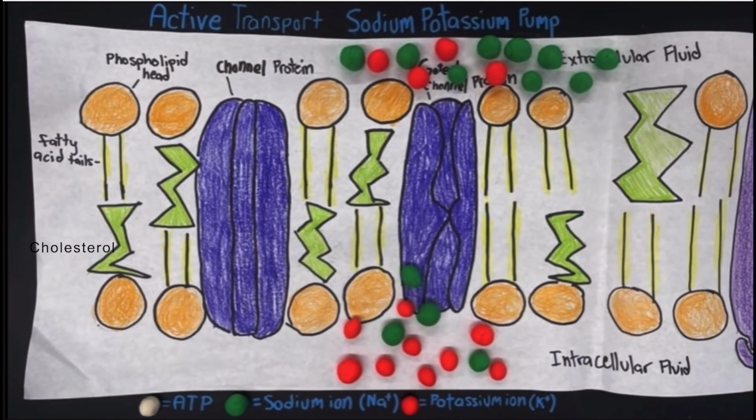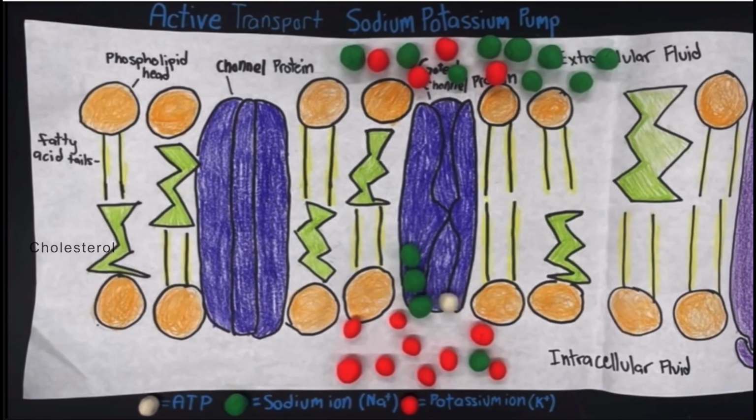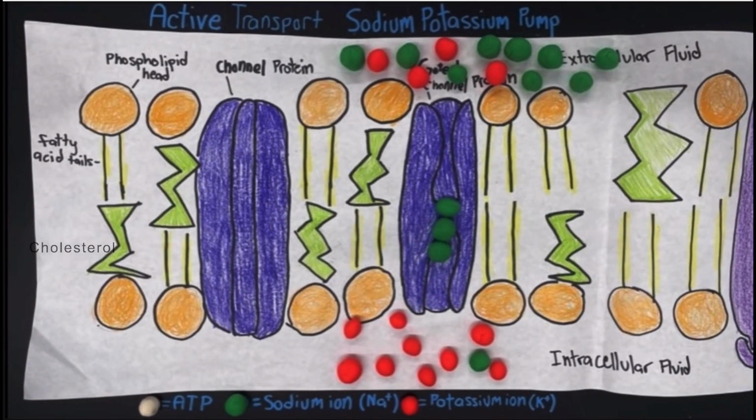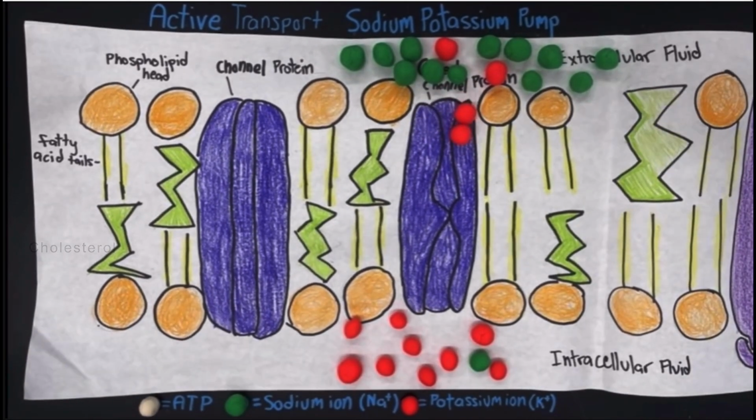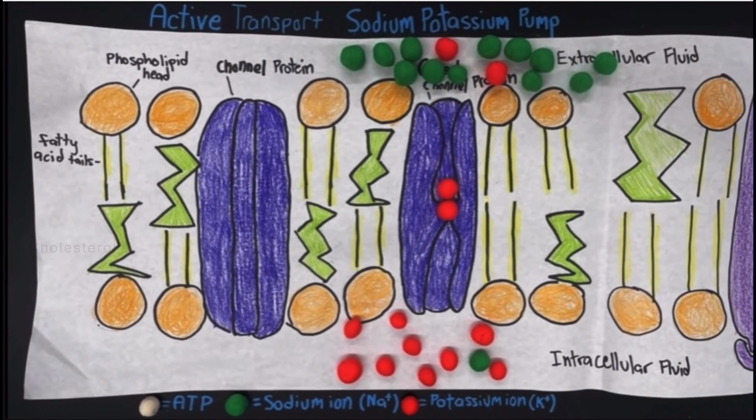The sodium-potassium pump is a specialized protein that pumps 3 sodium ions out of the cell for every 2 potassium ions that are moved in. The sodium-potassium pump requires ATP because it is moving the ions against the concentration gradient. The sodium-potassium pump plays an important role in generating electrical signals in our neurons.